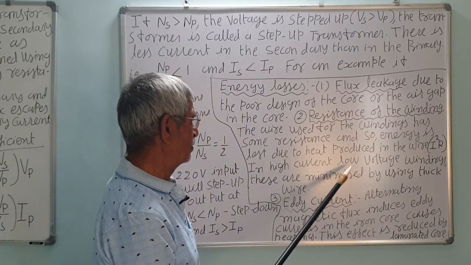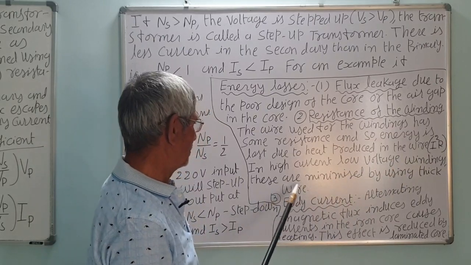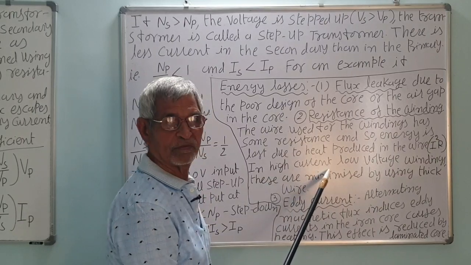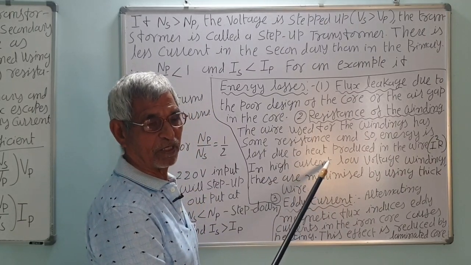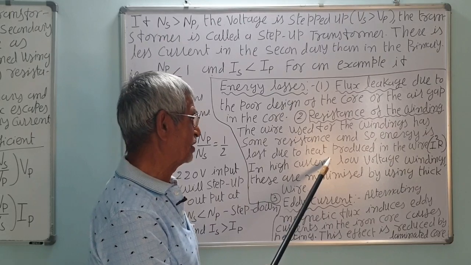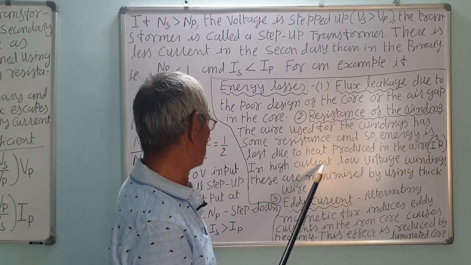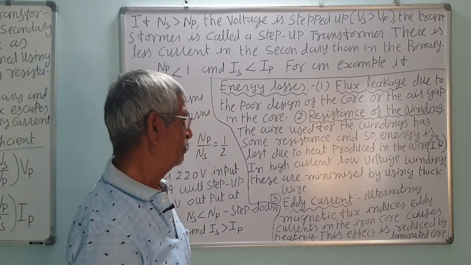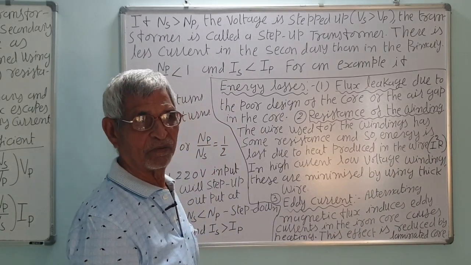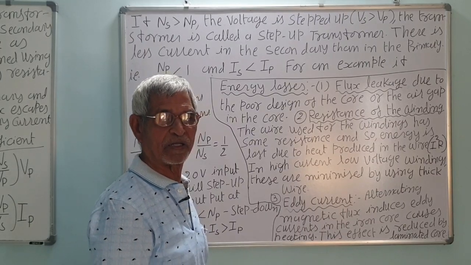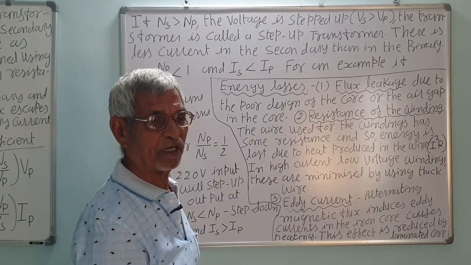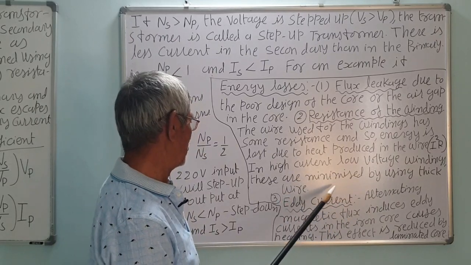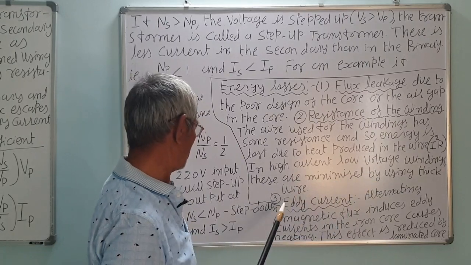In high current, low voltage windings, these losses are minimized by using thick wire. If the current is high, how can we reduce the loss? We have to reduce the resistance. Thick wire has less resistance. Correct? If current is more, we have to reduce the resistance by using thick wire. We know that thin wire has more resistance than thicker wire. The resistance is inversely proportional to the area, correct? R is inversely proportional to A. The area is increased, that is, we can use thicker wire.